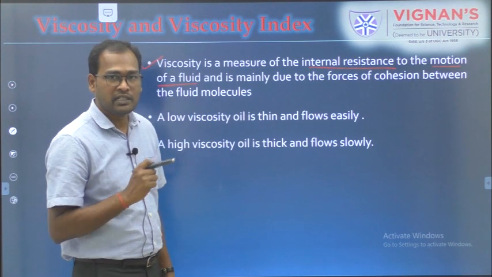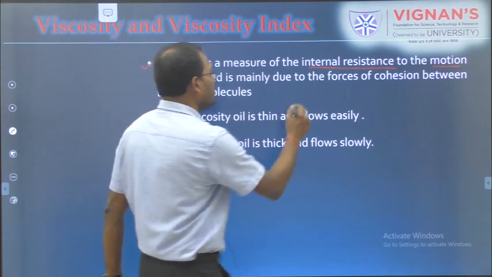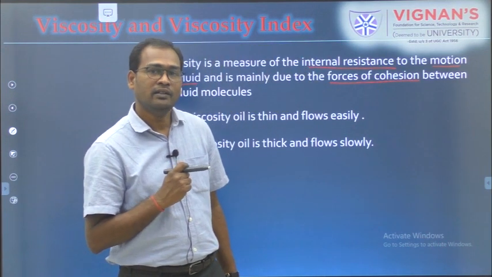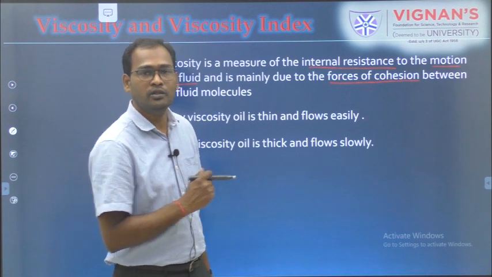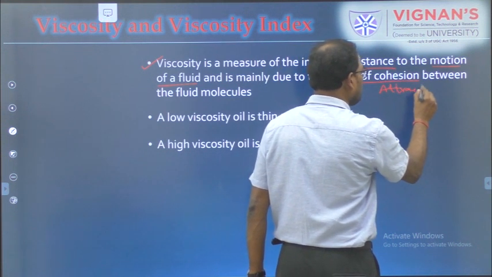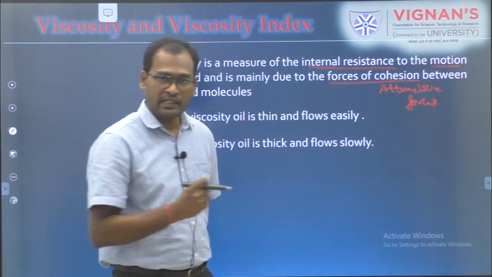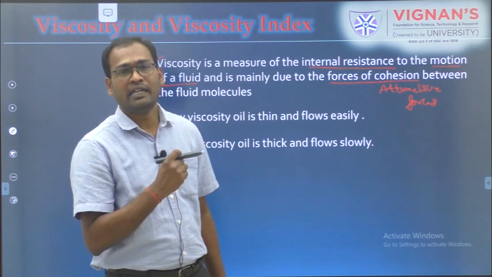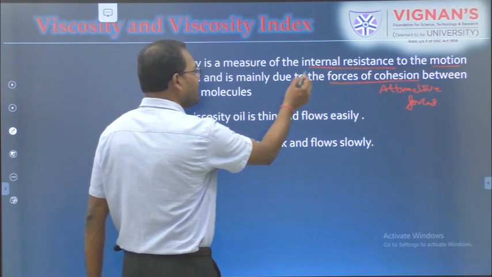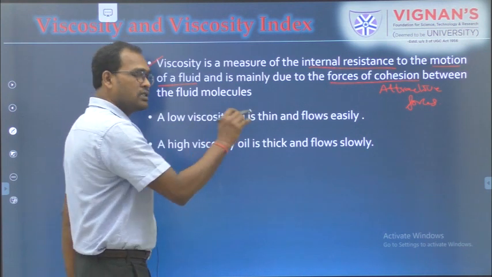This is the internal resistance against the gravitational force, and this resistance is mainly because of the forces of cohesion. The resistance to flow of any viscous liquid is mainly due to these forces of cohesion, and cohesion is nothing but attractive forces. Because of these attractive forces, the liquid is stopped from flowing in a natural way. These are the forces which resist the flow of the liquid, and that is how viscosity arises.